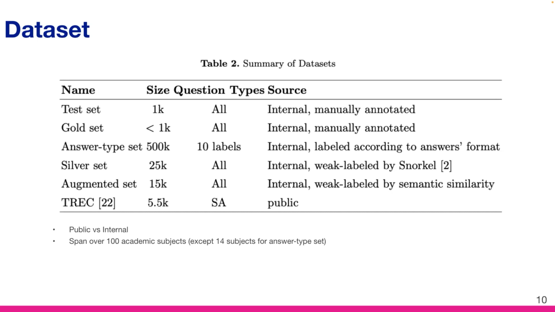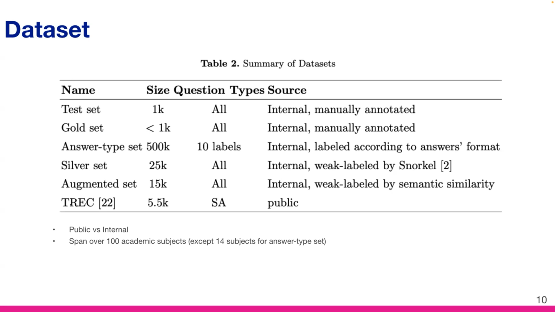We also had an internal dataset, the third one in the list, which is called answer type. That contains 500,000 questions, but we couldn't use this dataset originally for these papers because the labels are assigned according to the answer's format, and it is also limited to 14 subjects, but in our platform we have over 100 academic subjects, so it couldn't cover all the subjects we wanted to have question types for.